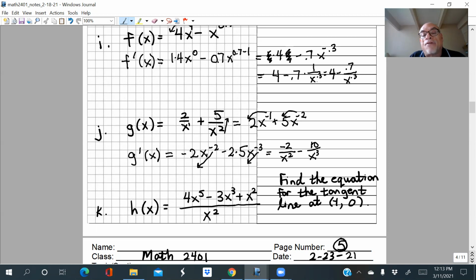Since this function was originally written not with negative exponents, but with these powers of x in the denominator, I'm going to rewrite my derivative answer so that, in form, it looks like the original function. So that's kind of my rule of thumb. You want to simplify your derivative formula to make it fit the same format as the original function.